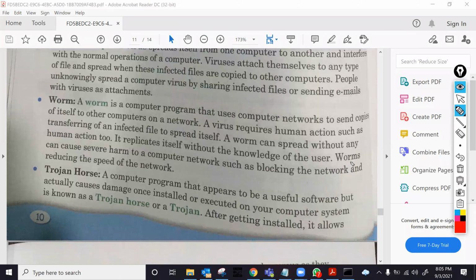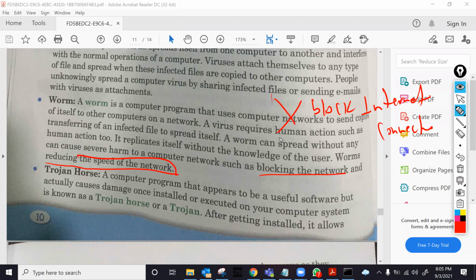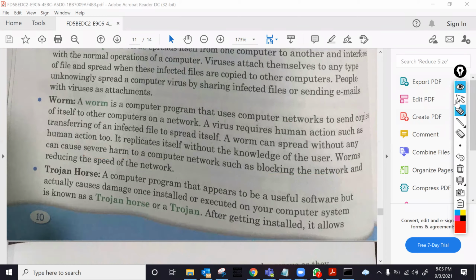So worms can cause severe harm to computer networks, such as blocking a network and reducing the network bandwidth or speed. Because they spread through the network, they can block the network. That means they can even disable the internet connection, or they can block the internet. So that is the idea about worms, right?